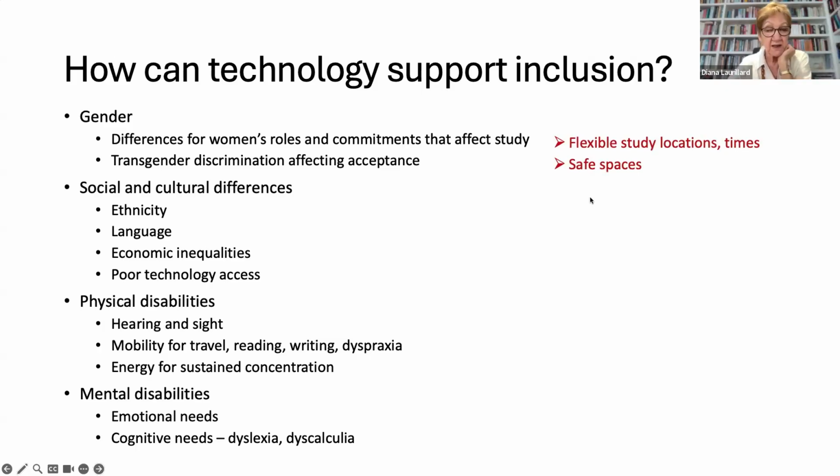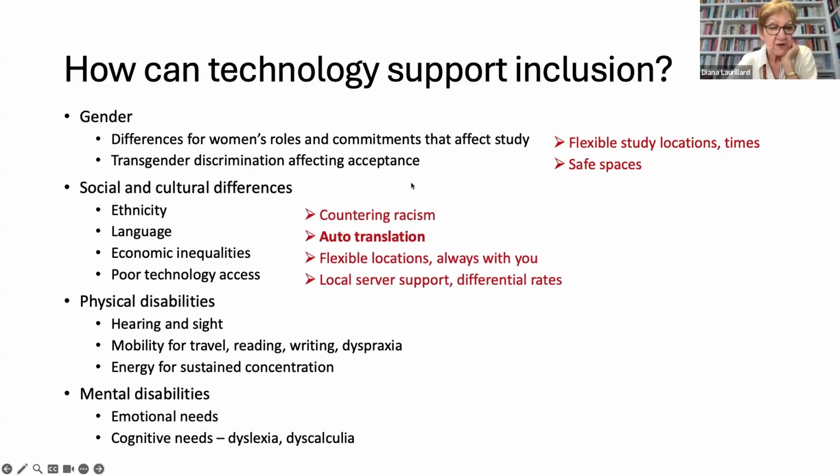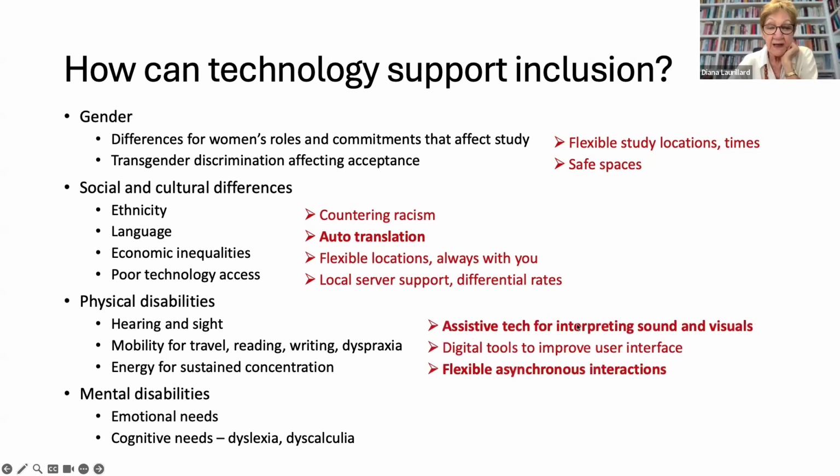So in each of these cases, we have technologies that can help. For example, flexible study locations and times can help women. Safe spaces can help women or other groups who are marginalized. For social and cultural differences: countering racism, auto-translation, flexible locations, local service support with differential rates for poor technology access, even that kind of thing is important. For physical disabilities, there are many kinds of assistive technologies for interpreting sound and visuals. Mobility for travel, digital tools can help to improve user interfaces for people with reading and writing or dyspraxia difficulties.